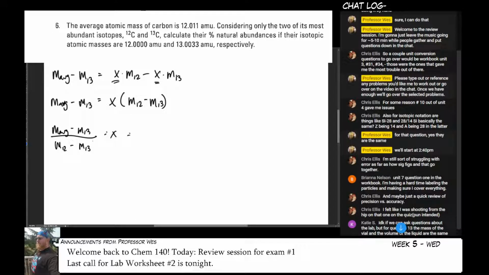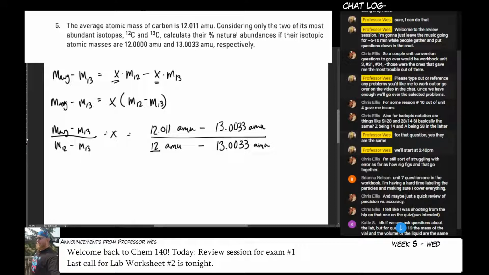So let's now fill in the numbers based on the problem. The average mass of carbon was 12.011 AMU. Carbon-13 weighs 13.0033 AMU. Carbon-12 is exactly 12. I'm going to underline it just because we know it's exact. And then 13 is again 13.0033.